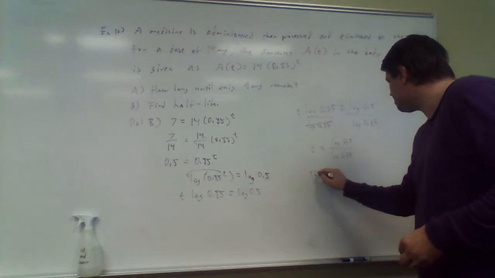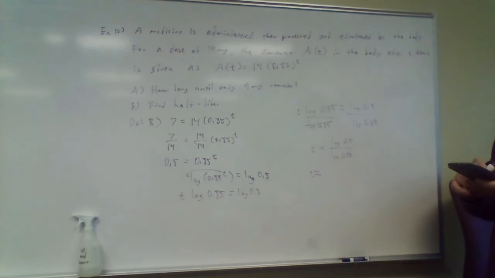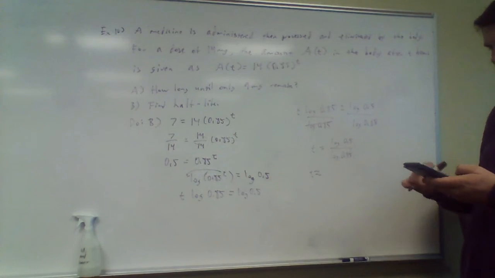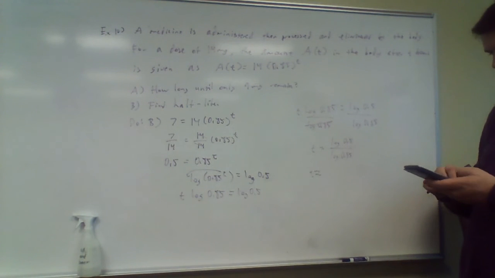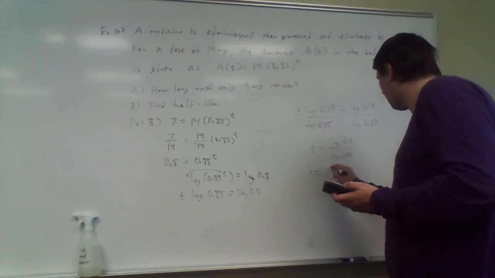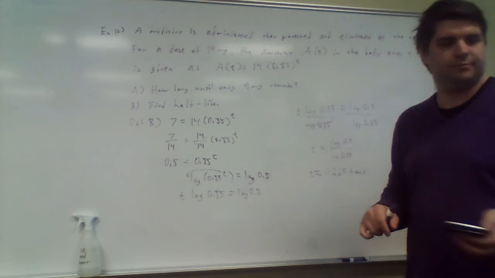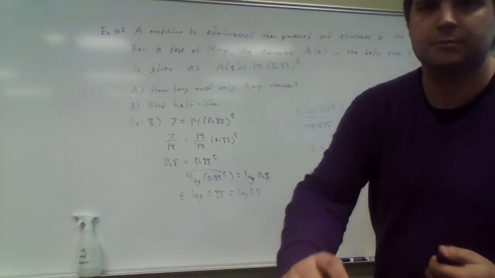As an approximation, I take log of 0.5, sorry. Hit enter or equal, then divide by log of 0.85. t is approximately 4.265 hours. And that is all 10 of our examples in 2 parts.